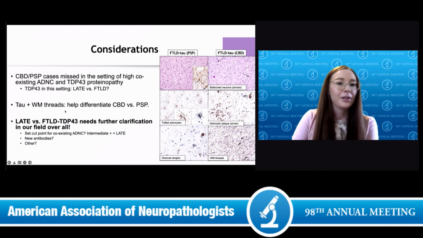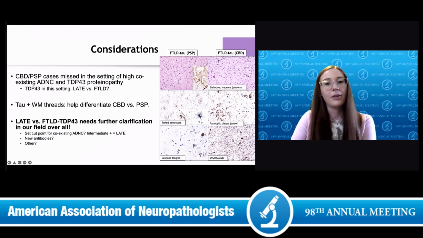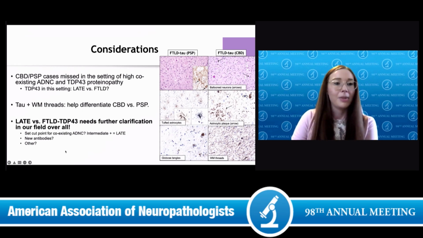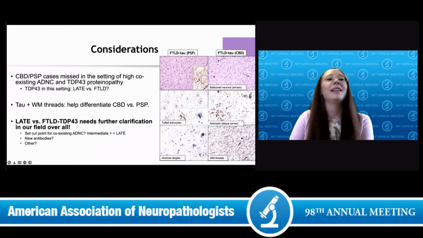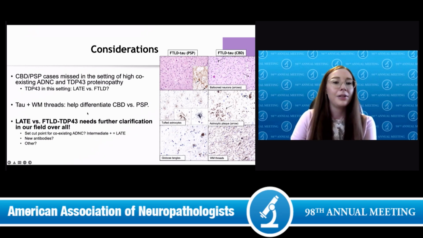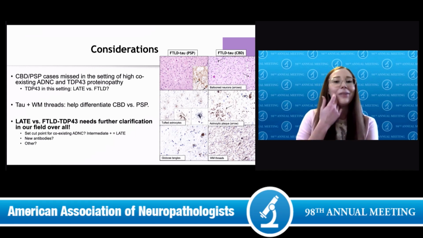Additionally, we found that the tau positive white matter threads, as shown on the bottom right, seem to be one of the most helpful features for differentiating corticobasal degeneration versus progressive supranuclear palsy. And I think that if we had more clearly defined criteria for how to neuropathologically differentiate between LATE and FTLD, we would have done better at differentiating between the 2 of them.